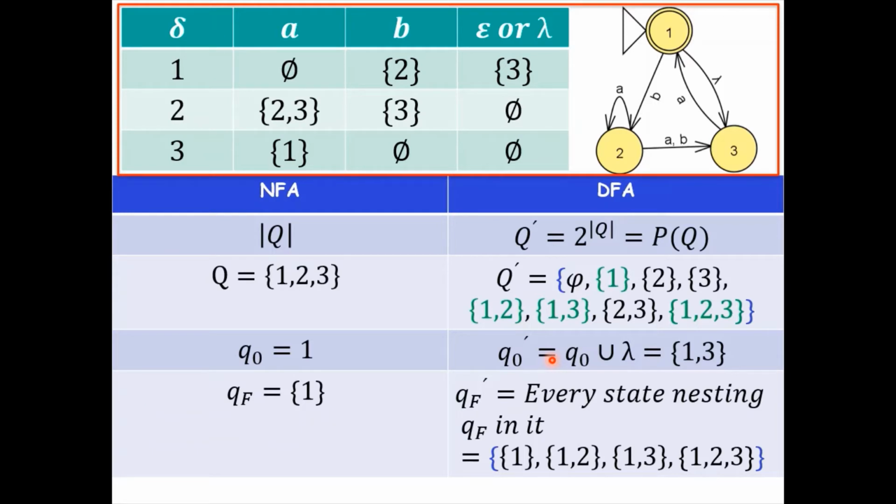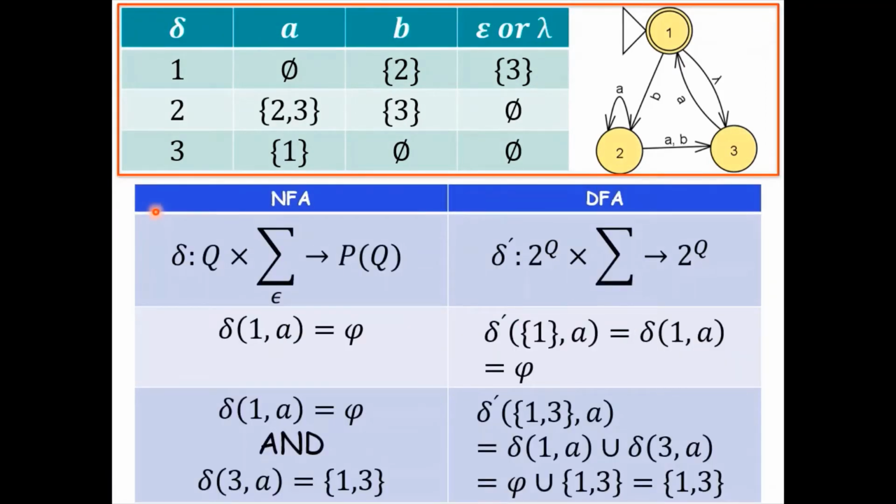The next step is to find the set of accepting states or the final states. The simple rule to keep in mind is that every state containing the final state of the NFA in it would be a final state in the DFA we are constructing. As we can see in the provided NFA, the final state is the state 1. So all the states of our DFA containing the state 1 would be the final states of our DFA, which are state 1, state 1,2, state 1,3, and state 1,2,3.